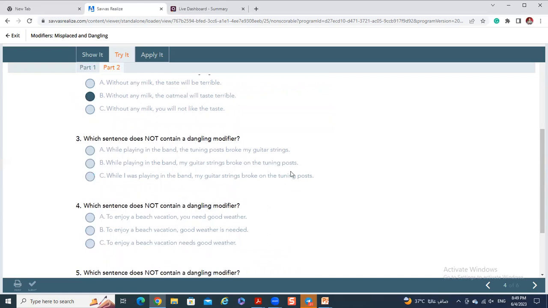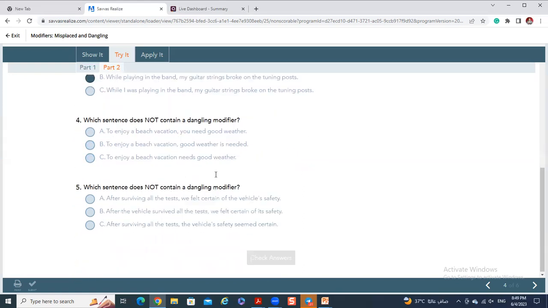While playing in the band, the tuning posts broke my guitar strings. While playing in the band, my guitar strings broke on the tuning posts. While I was playing in the band, my guitar strings broke on the tuning posts. B. Number three, Streamer Adam.